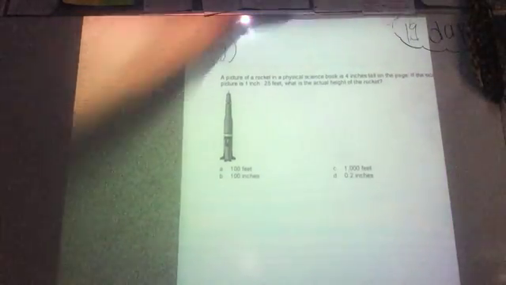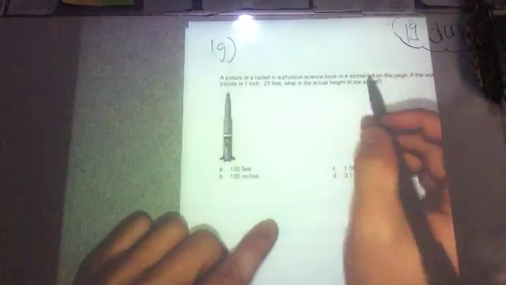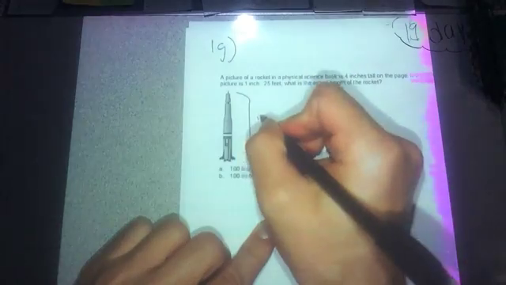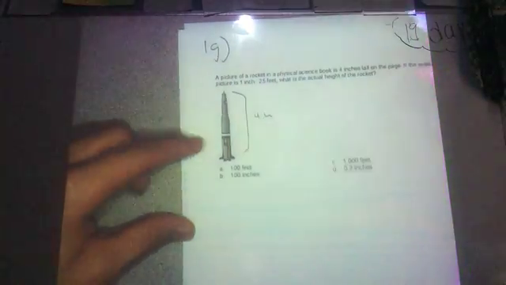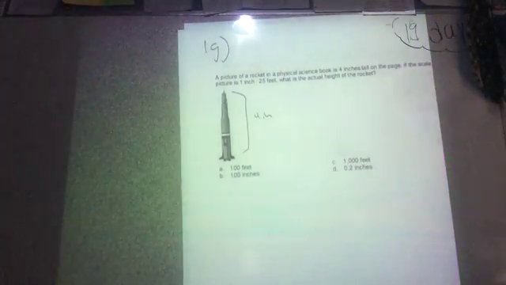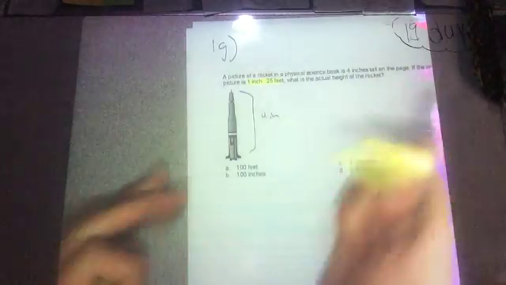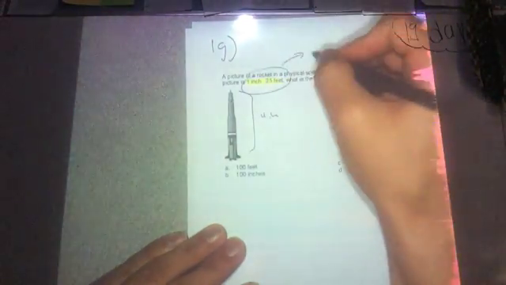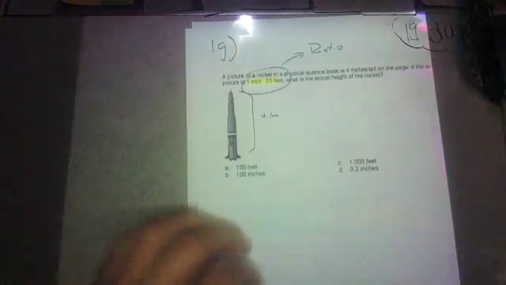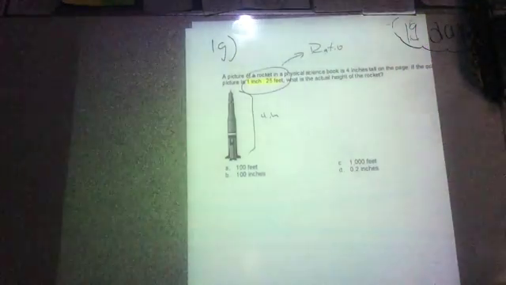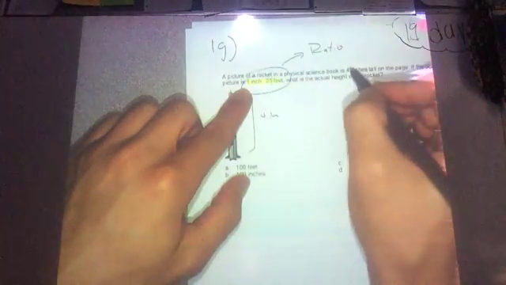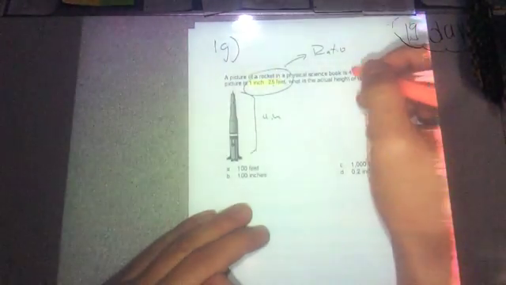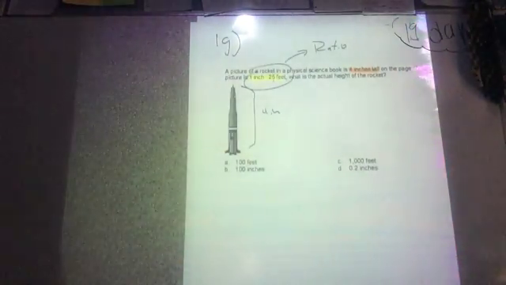Okay, so a picture of a rocket in a physical science book is 4 inches tall on a page. So this is 4 inches, they just give an example of the rocket. If the scale of the picture is 1 inch to 25 feet, what is the actual height of the rocket? Well, we're going to have to use this information right here. This is the ratio that we are going to use. So we're given this, and then also we're given this here is 4 inches tall.